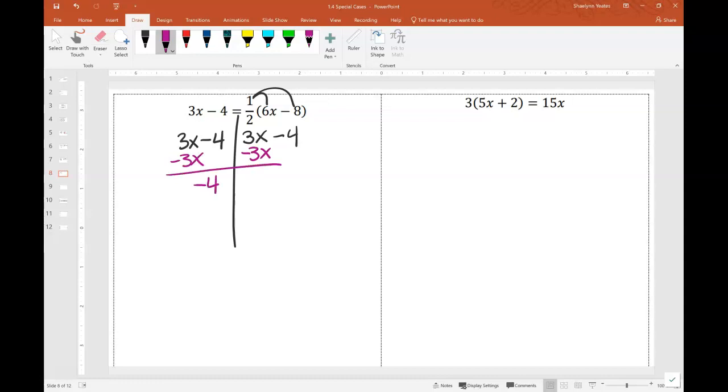We have a -4 on the left. 0, -4 on the right. Does -4 always equal -4? Yes, so this one is all real numbers.